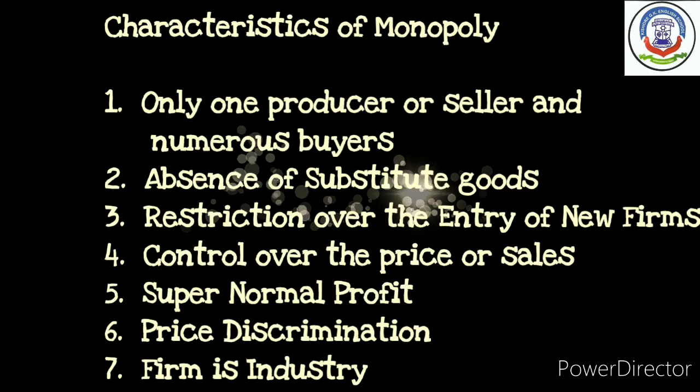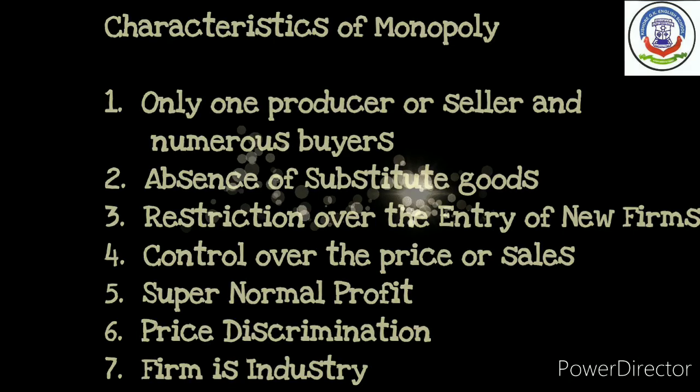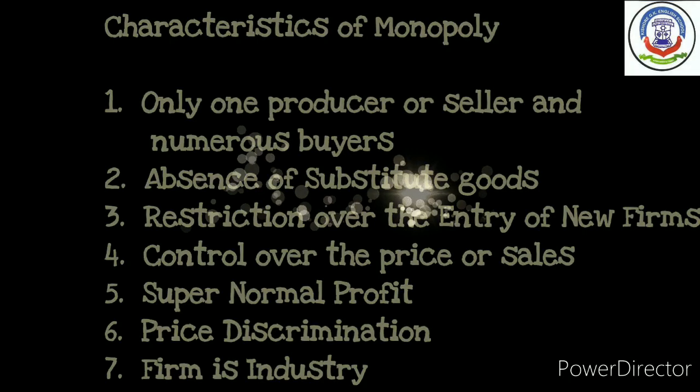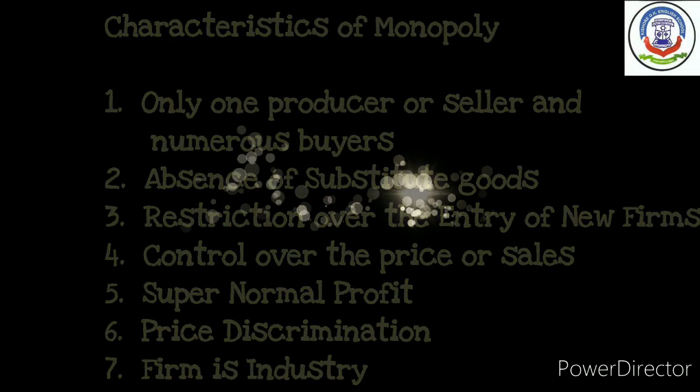Seventh, firm is industry. Ideally, a firm is an independent unit of production, while an industry is a collection of firms producing the same products. However, in monopoly, the producer and the seller are the same, so the collection of firms can also be considered a single-firm industry.